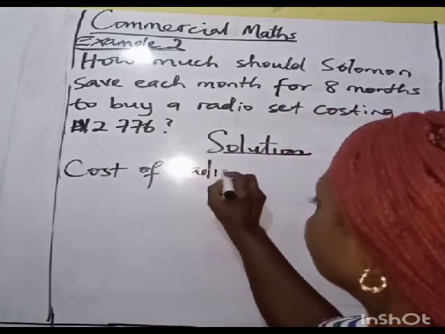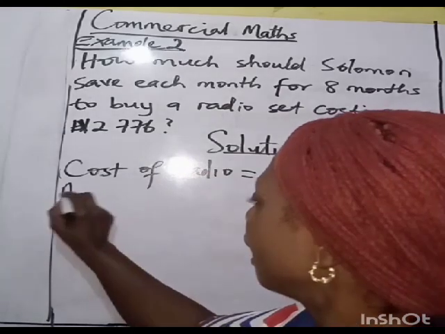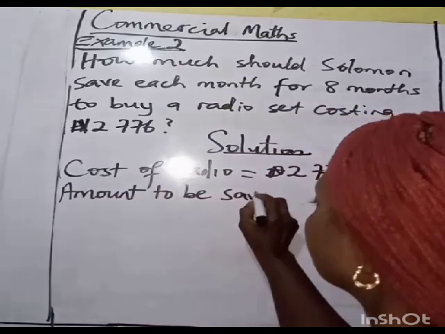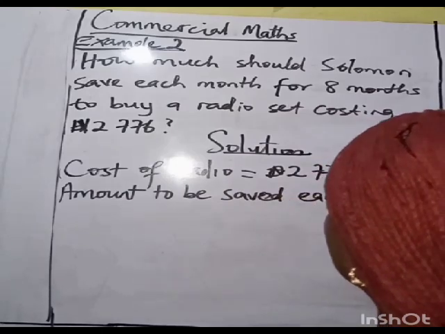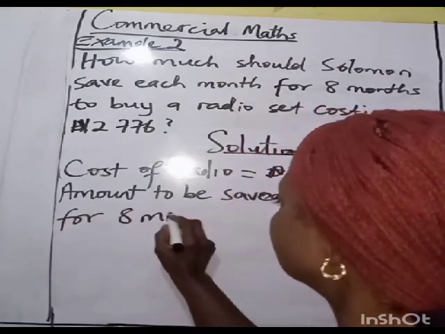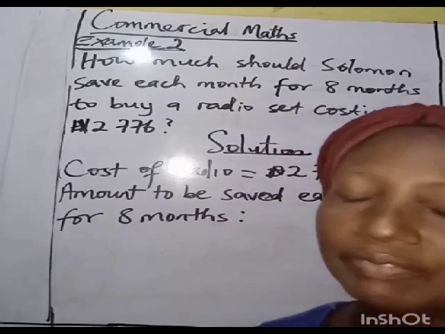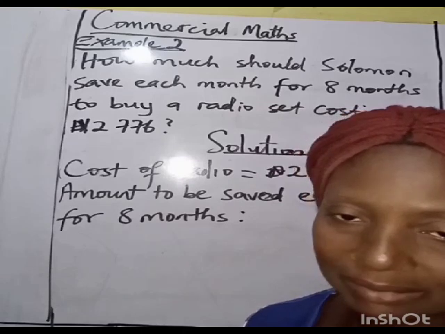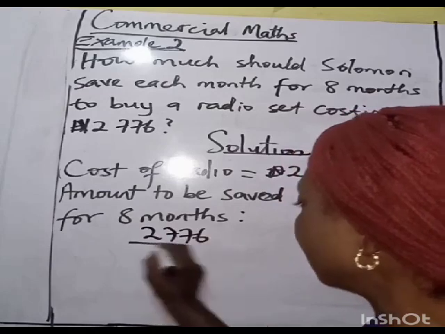Cost of radio is 2,776 naira. Amount to be saved each month for 8 months. To get the amount he has to save each month for 8 months, we have to divide 2,776 naira by 8. 2,776 naira divided by 8.